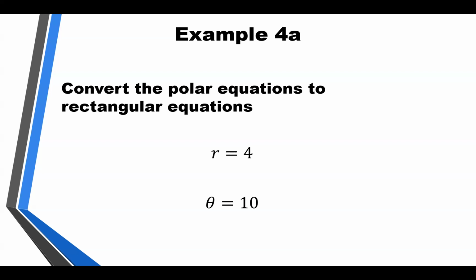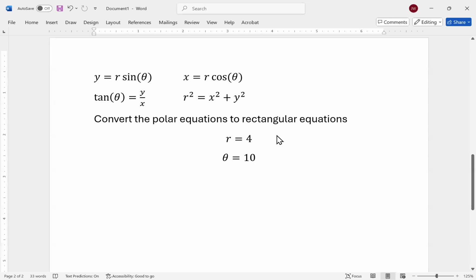The first equation is r equals 4. The second equation is theta equals 10. The route we're going to take to get to the rectangular equations should be fairly obvious. In the first equation, we did the reverse earlier. I'm going to square both sides, and then replace the r squared with x squared plus y squared. On these, I'm not going to have to solve for a single variable. x squared plus y squared equals 16. We already know that looks like a circle of radius 4. I don't worry about solving for y.